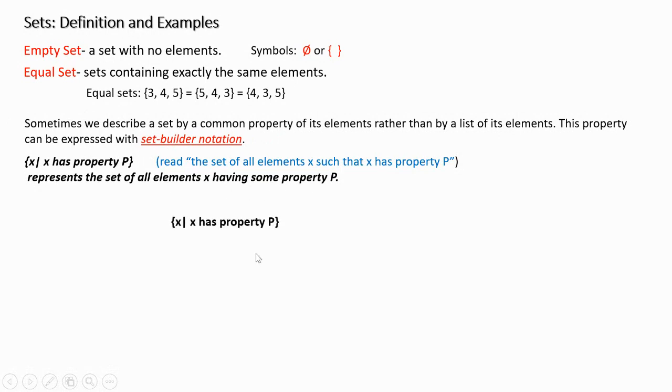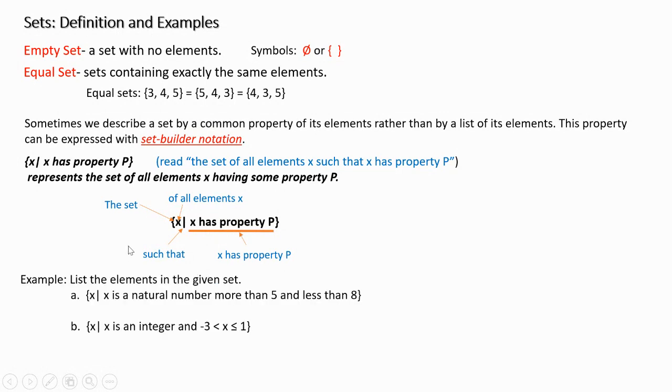And here's more in detail. You see that the set means the braces, right? The set of all elements X is the X right there. This line means such that. And then that means X has a property of P. That's how you read it. Okay?